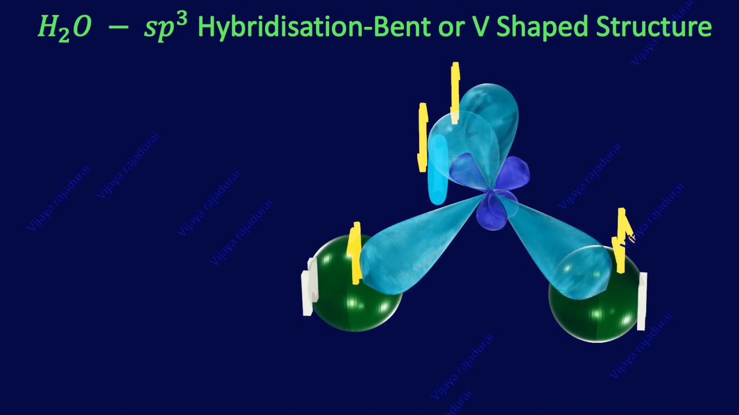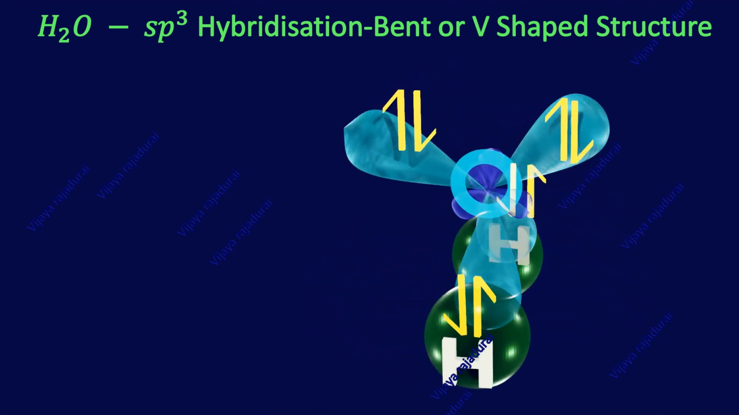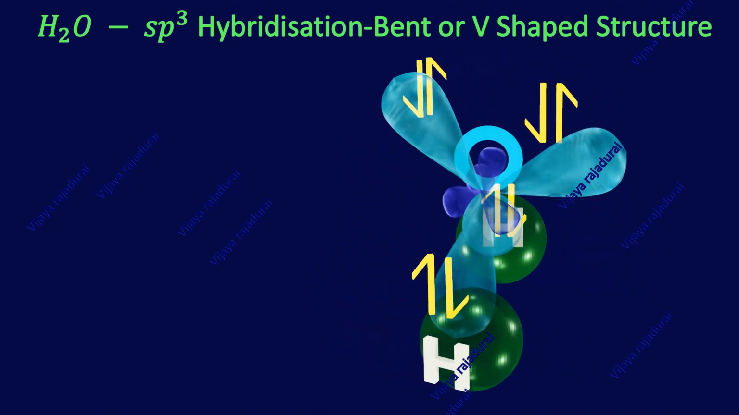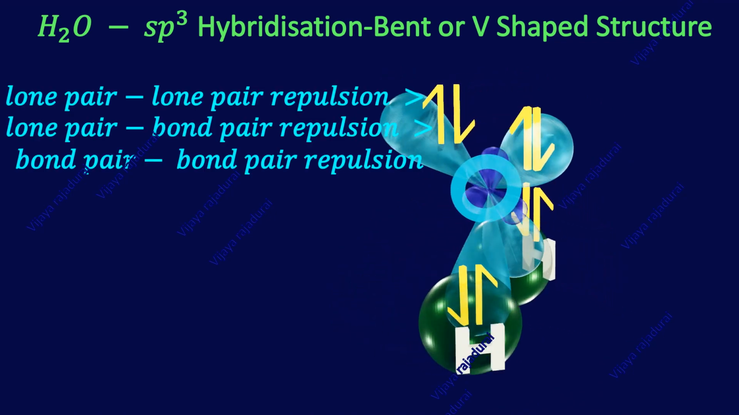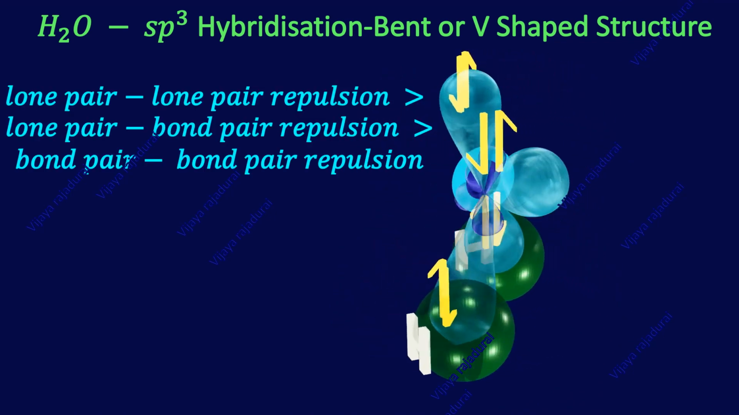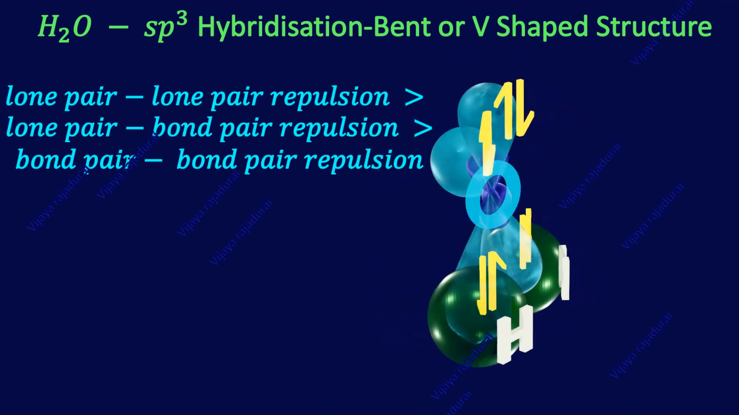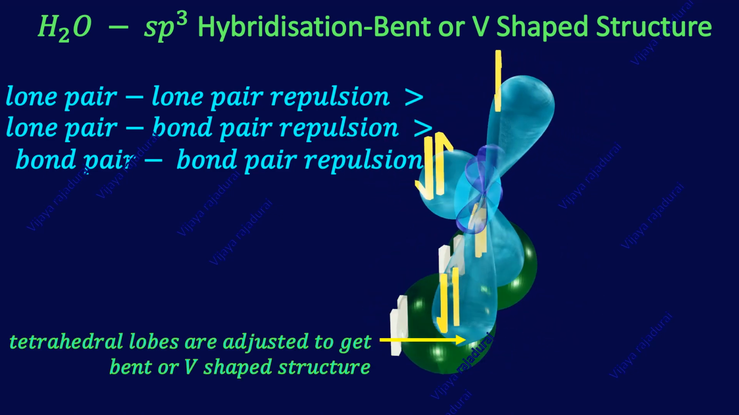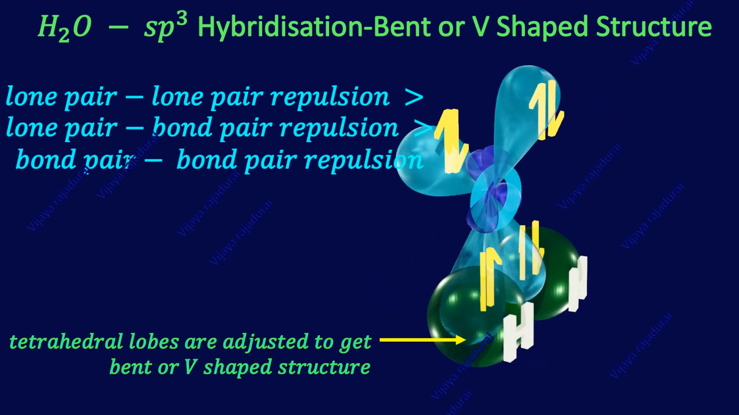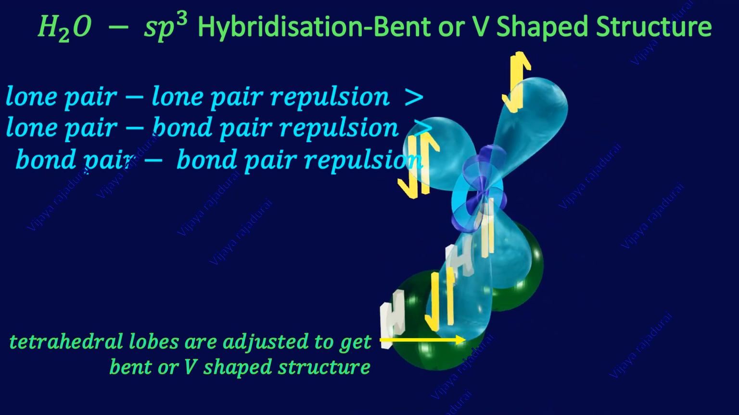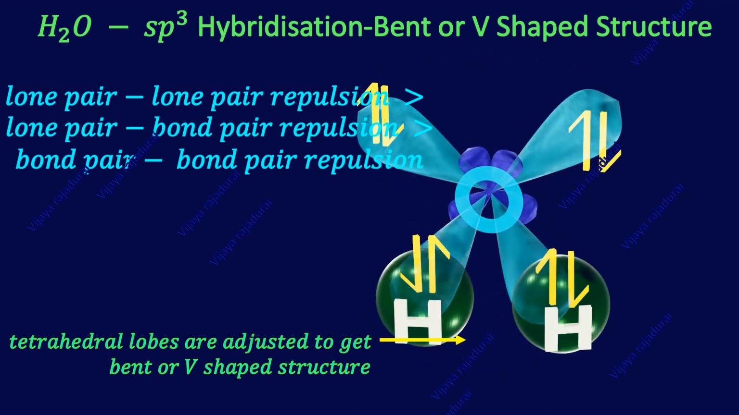So according to valence shell electron pair repulsion theory, lone pair-lone pair repulsion is greater than lone pair-bond pair repulsion, which is greater than bond pair-bond pair repulsion. So the sp3 hybridized orbitals of this water molecule are adjusted to get a stabilized structure, giving a bent or V-shaped structure.